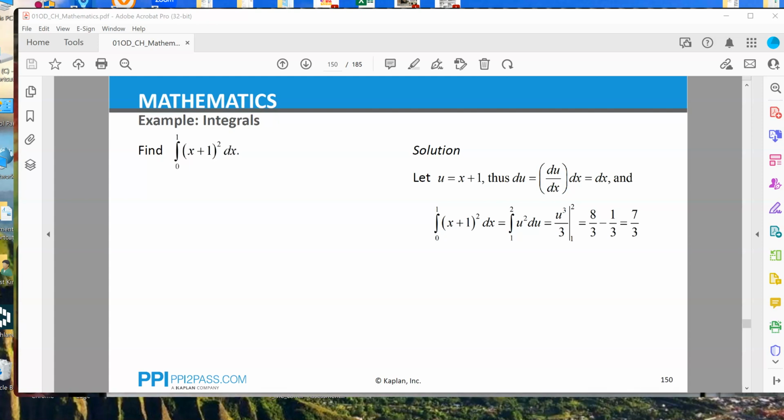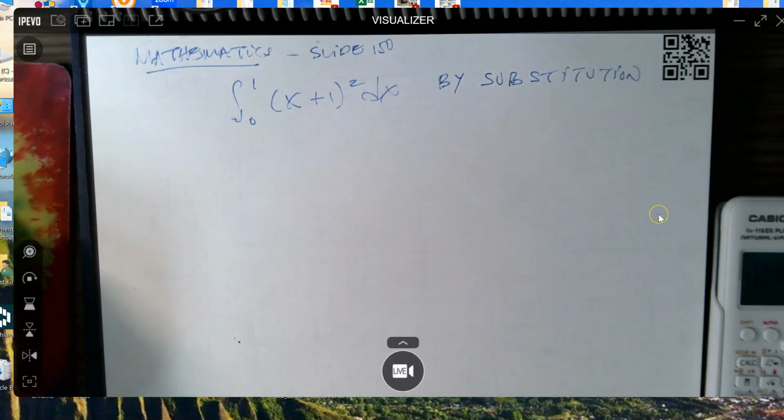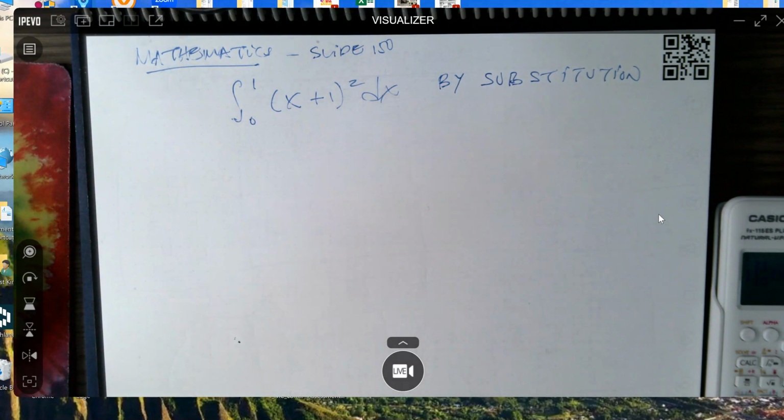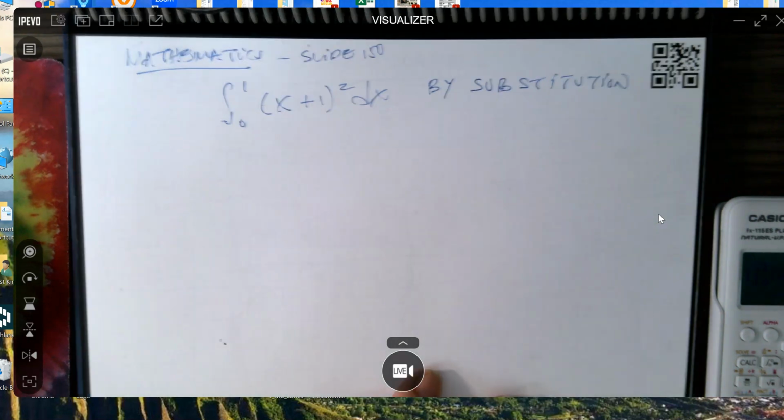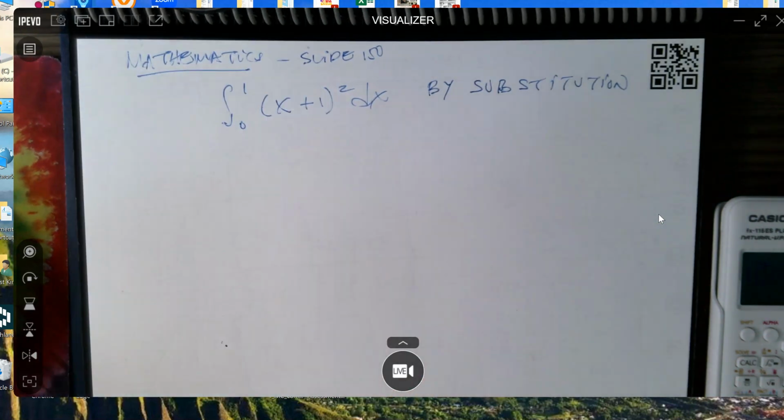Hi, Cerny. I'm going to talk a little bit about this integral problem. We're going to do it by substitution, by hand, so let's hop to it. So there's my calculations. All right, so let's go ahead and do this problem.